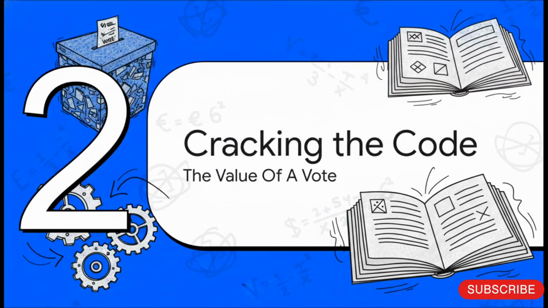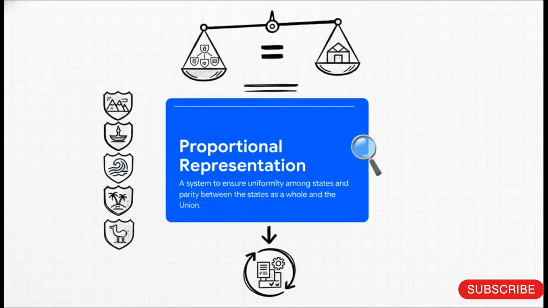All right, hang on, because this is where things get really interesting. It's not just about who gets to vote, but what each of those votes is actually worth. See, this isn't a simple one-person, one-vote deal. There's a whole formula at play here, and it's all driven by one huge constitutional idea. And that big idea is called proportional representation. The whole point, and this comes straight from the Constitution, is to make sure the system is balanced. You want uniformity so states are represented fairly compared to each other. But you also want parity, so the total voting power of all the states put together is equal to the total voting power of the central government. That's the logic behind the whole thing.